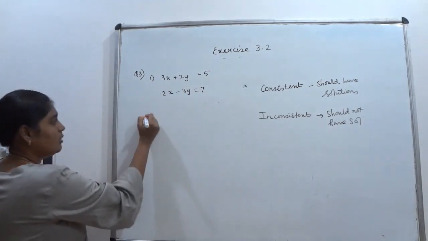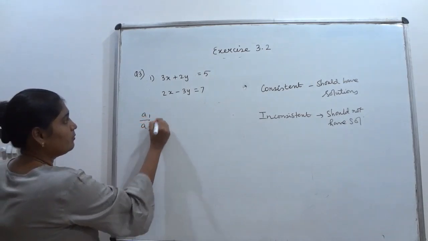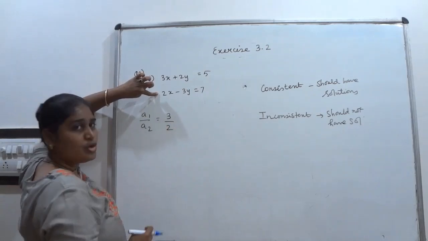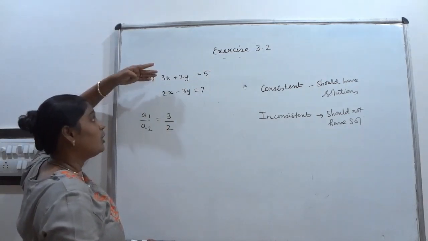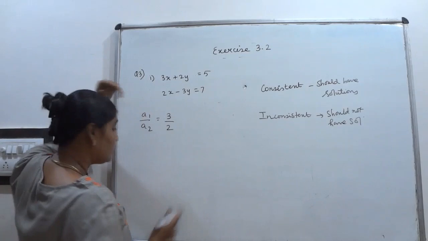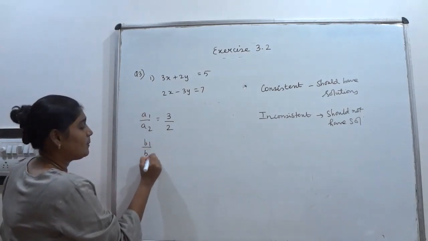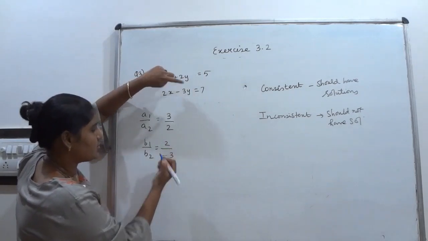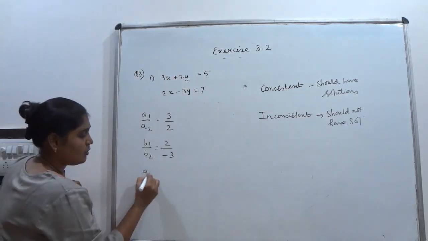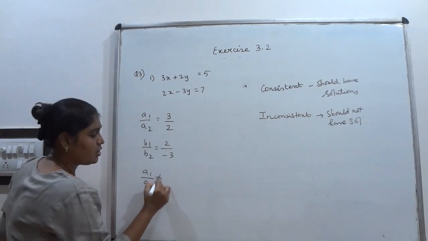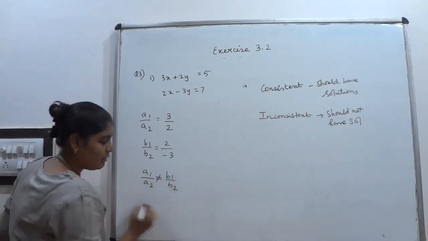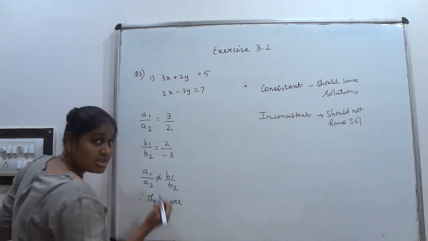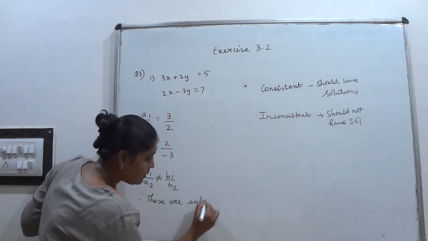Let us come here. Find out A1 upon A2. What is that? 3 by 2. Again and again, I don't want to mention that, because you already know what is A1, what is A2. What is B1 by B2? That is the coefficient of y in the first equation, that is 2. Here it is minus 3. Both are not equal. So we can tell that A1 upon A2 is not equal to B1 upon B2. Therefore, these are intersecting lines.